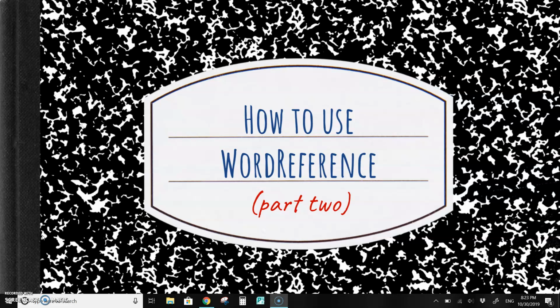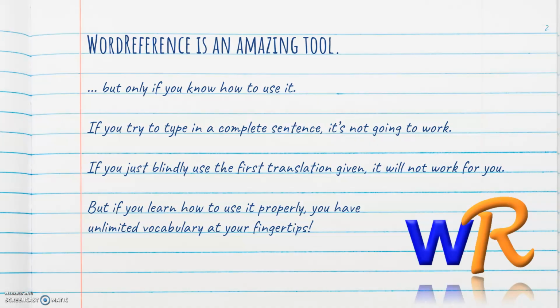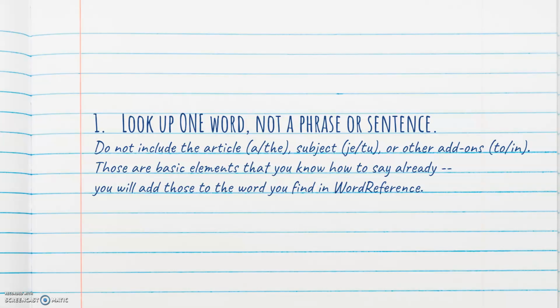So a quick recap of what we talked about last time. We said that WordReference is awesome, but you have to know how to use it. It does not work like a translator. So with a couple quick tips, you'll be using it like a pro. So we don't type in complete sentences. We don't just go for the first word it gives us.